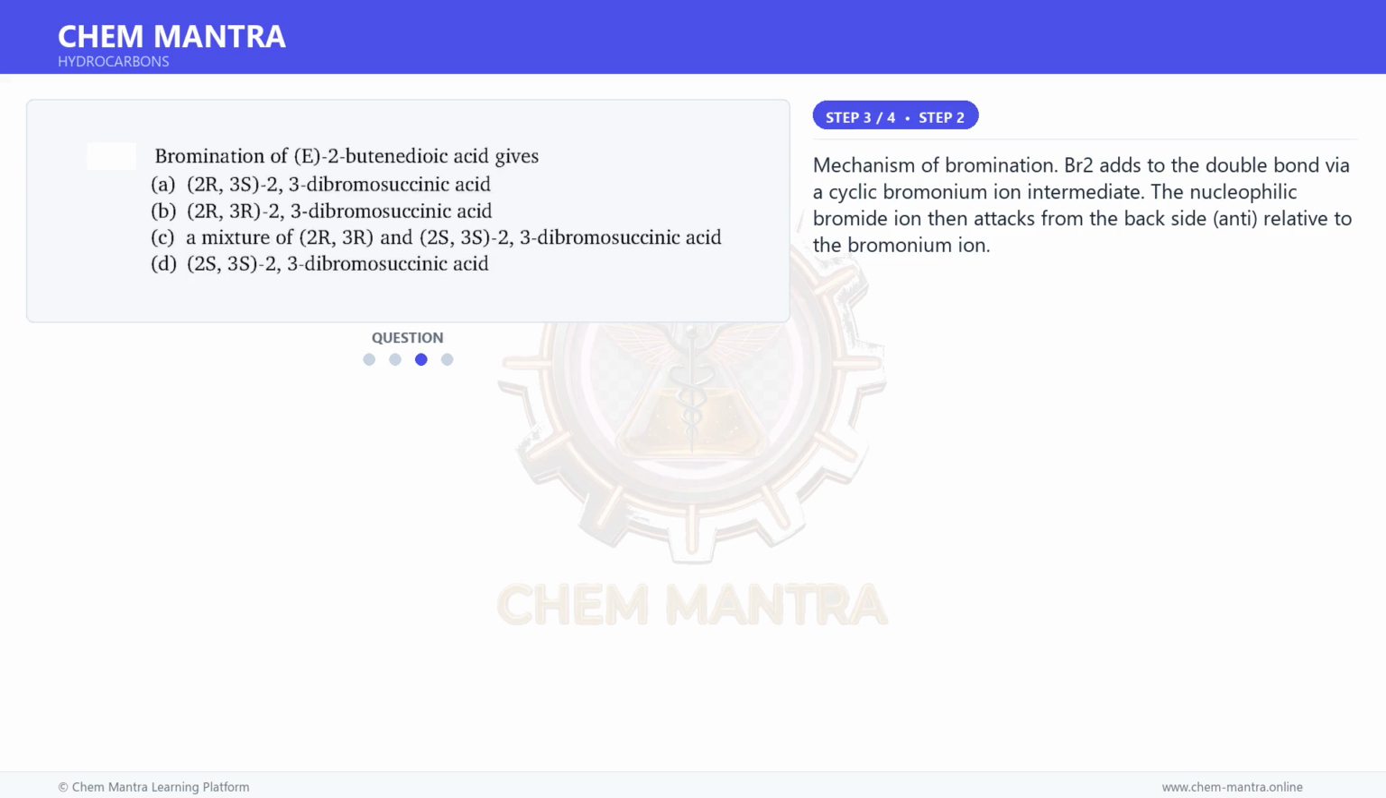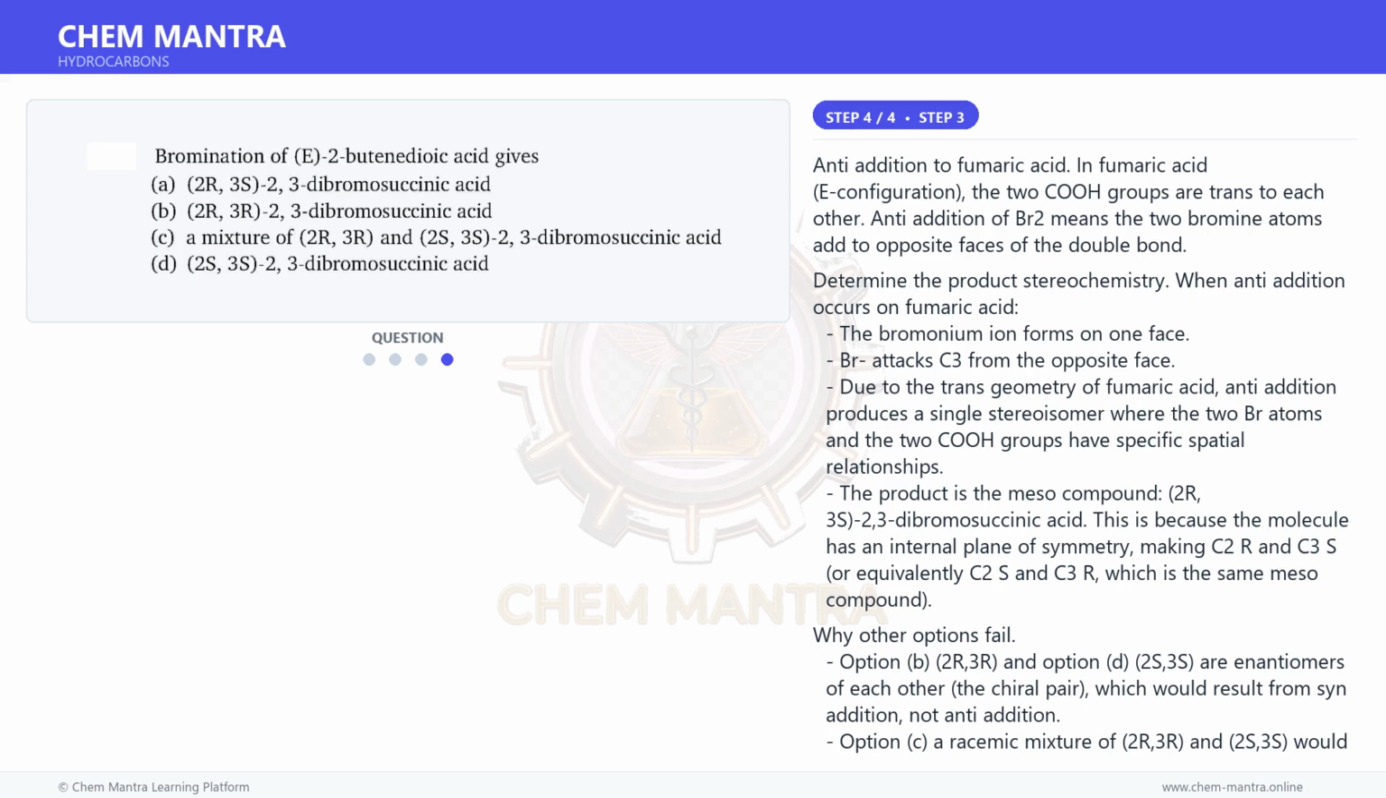Moving on to the next step. Mechanism of bromination. Br2 adds to the double bond via a cyclic bromonium ion intermediate. The nucleophilic bromide ion then attacks from the back side, relative to the bromonium ion. And for the final step.